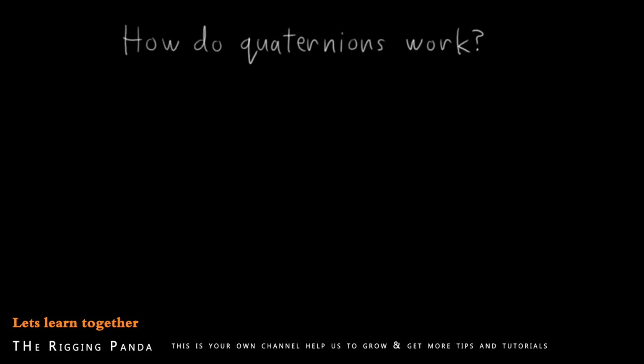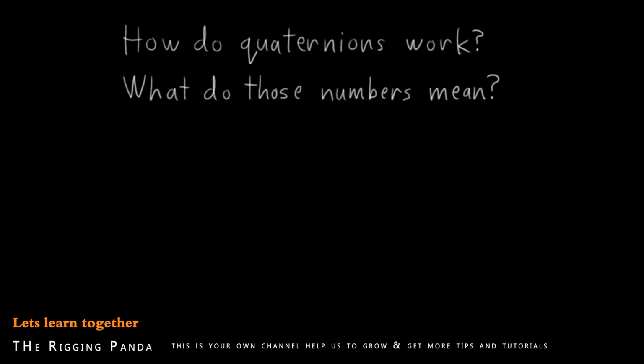But how do they actually work? What do those numbers mean? The first thing that usually throws people off about quaternion rotations is that they have 4 numbers instead of just 3, typically written as W, X, Y, Z. People usually wonder, what does that 4th number, the W, mean?